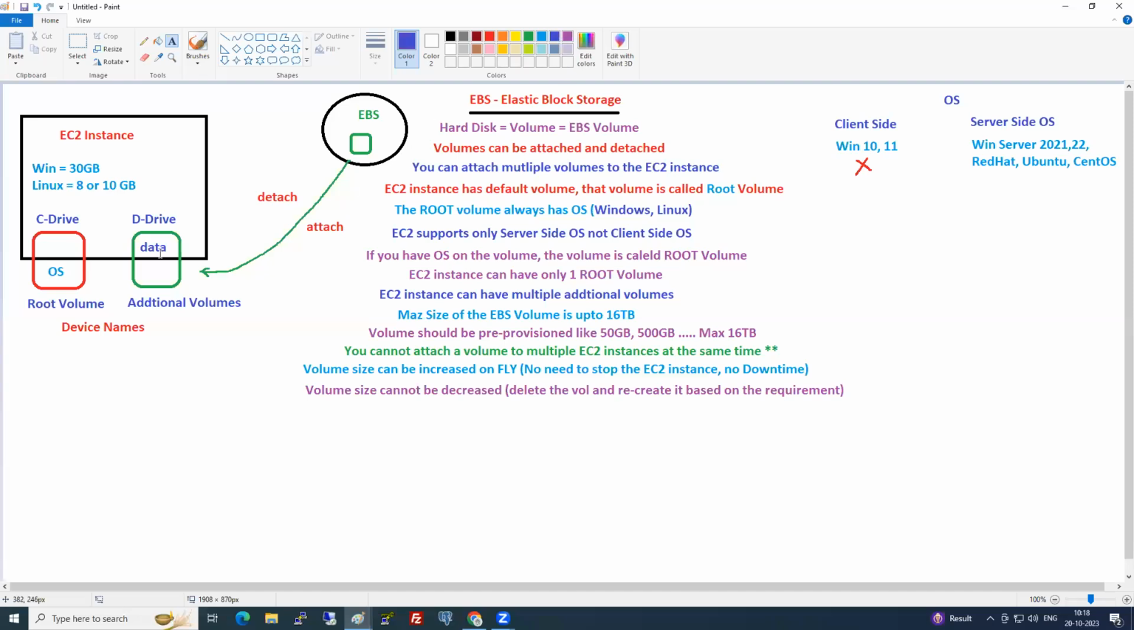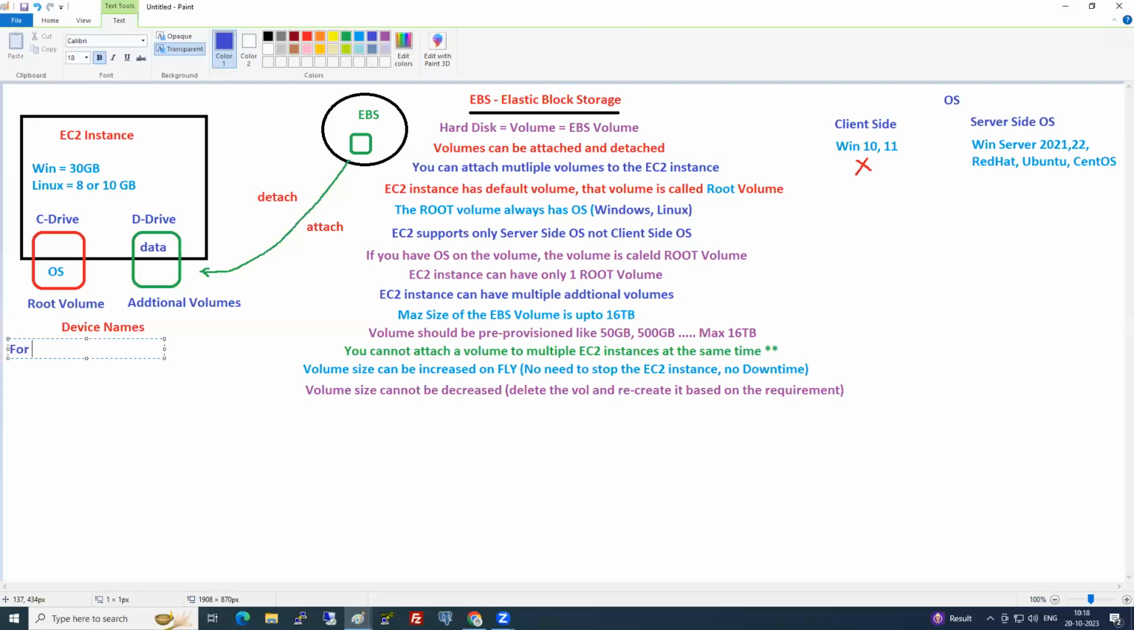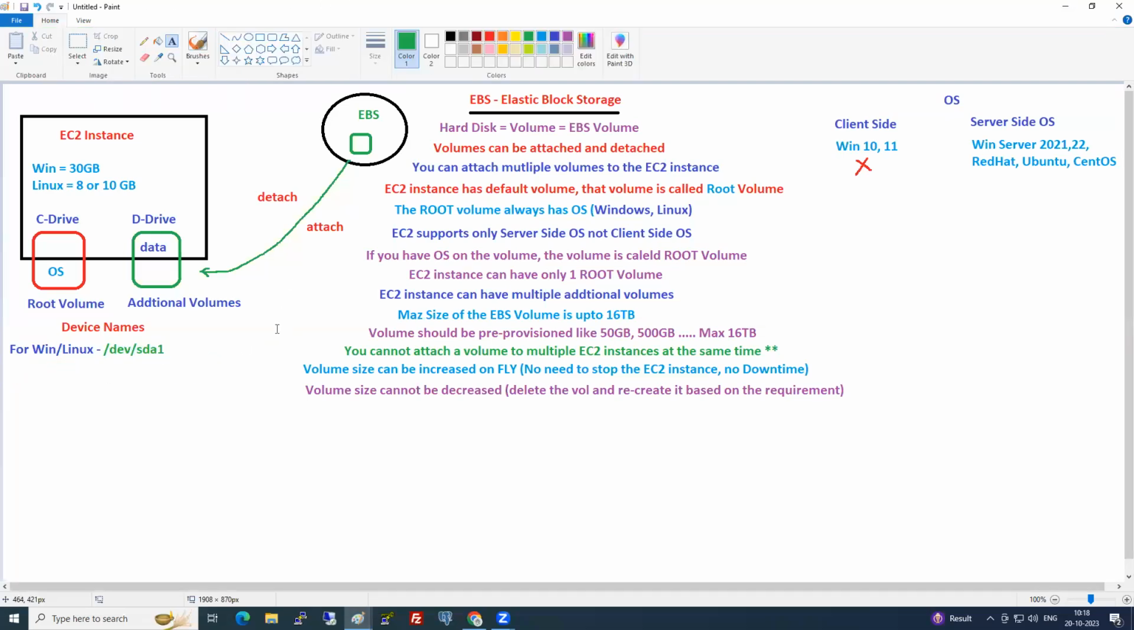For Windows also, for Linux also, the device name is /dev/sda1. Say that. /dev/sda1. Certification question: what is the root volume device name? /dev/sda1. Remember, it should be sda1.